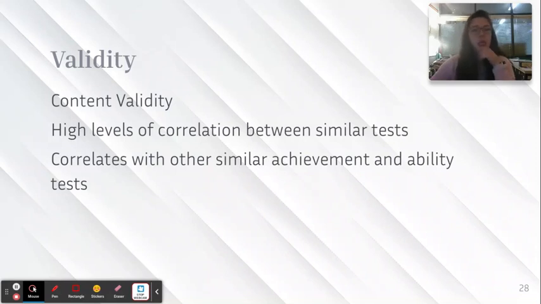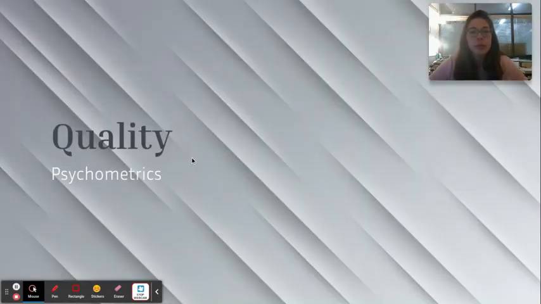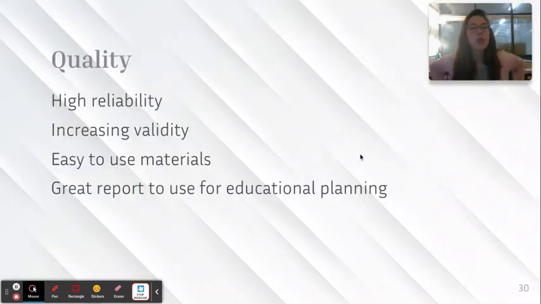Content validity is very high. There's very high levels of correlation between similar subtests within the test kit, and this also correlates with other similar achievement and ability tests like the Woodcock-Johnson and other tests like that. So they are all similarly measuring what they need to measure. Quality. There's high reliability and research is showing increasing validity.